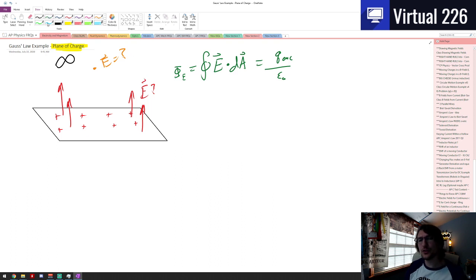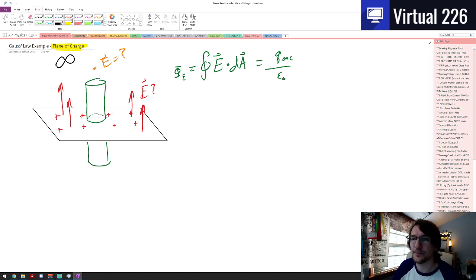Well, what we're going to do is use a cylinder again, but we're not going to use it like we did with the wire example. We're going to use it in a slightly different way. We're going to do this. Let's draw our cylinder going down into the plane like this. Then it comes out the other side here like that. This is our cylinder.